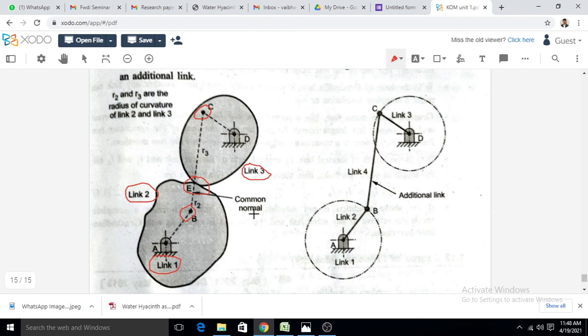If we simplify this, we will get the equivalent mechanism. Here in figure A, 3 links are present, but it consists of one higher pair, and one higher pair is equivalent to the 2 lower pair and one additional link. Similarly, here this higher pair is converted into the 2 rotational links, and the additional link is this link number 4.